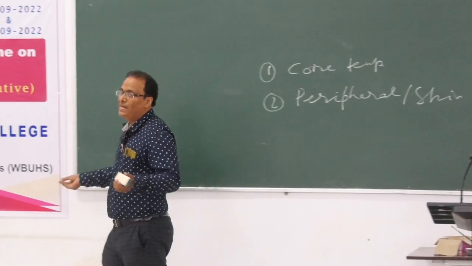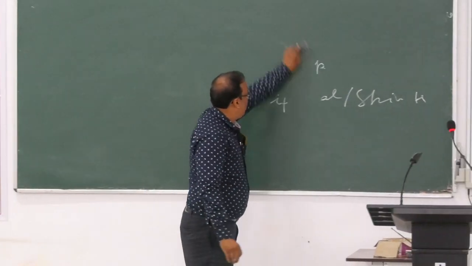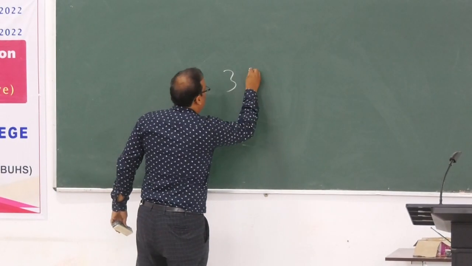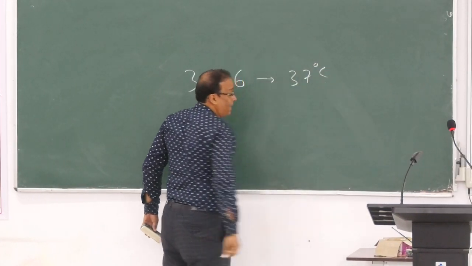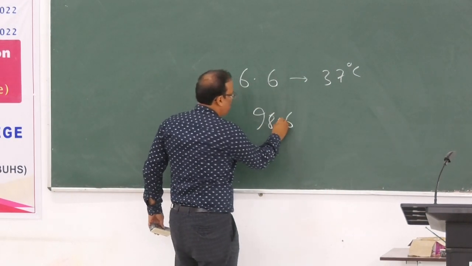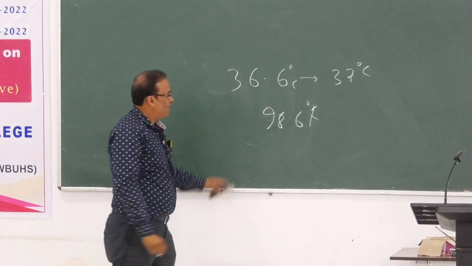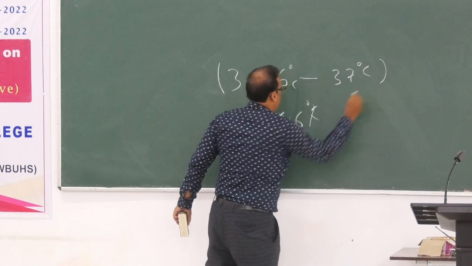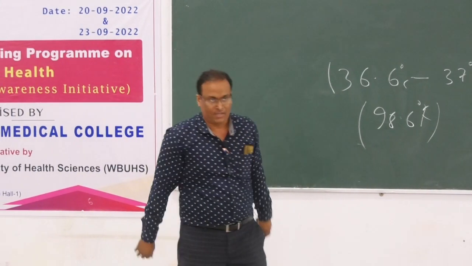Our normal temperature differs between books, between countries, and between environments. So at least remember that in centigrade it is normally 36.6 to 37 degrees centigrade, and in degrees Fahrenheit it is 98.6. These are the normal ranges. This temperature is for the core temperature.